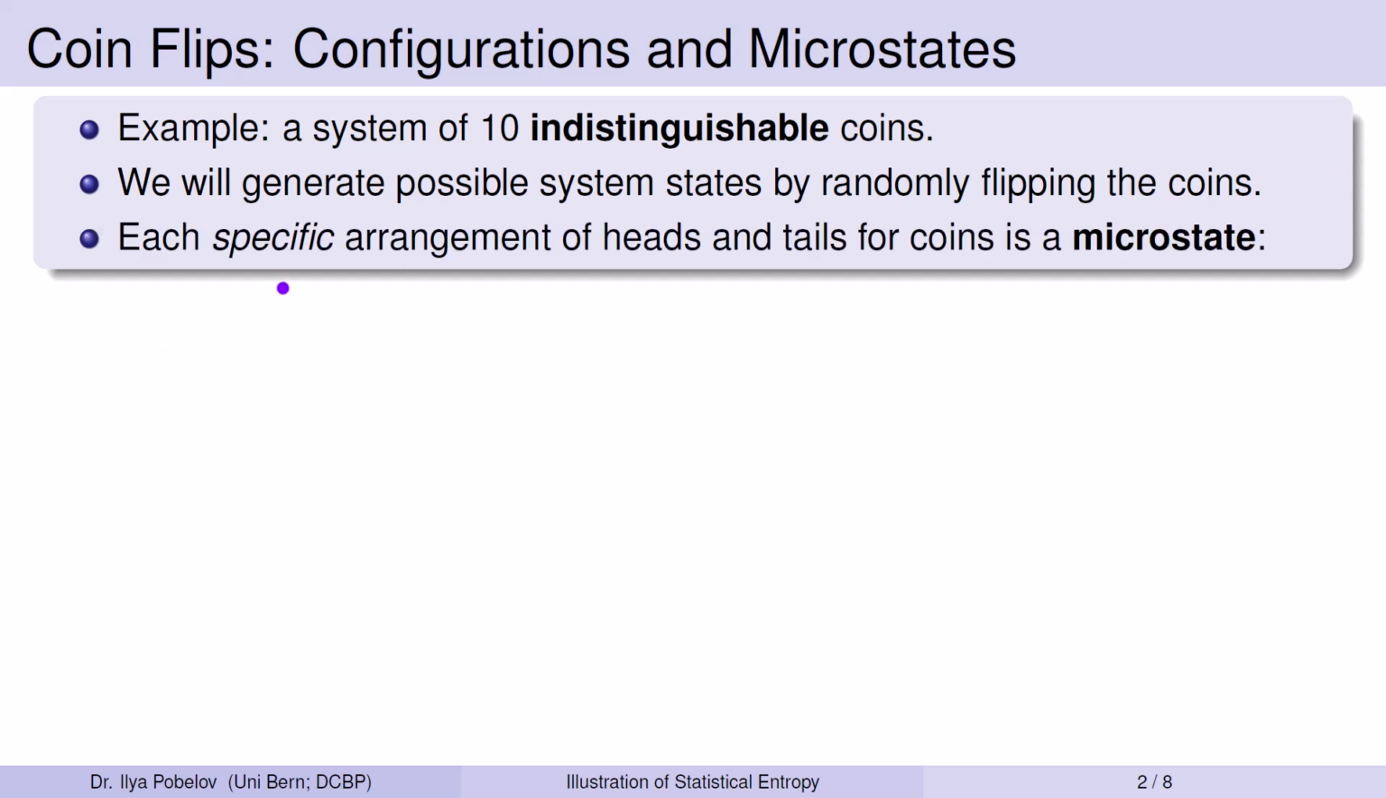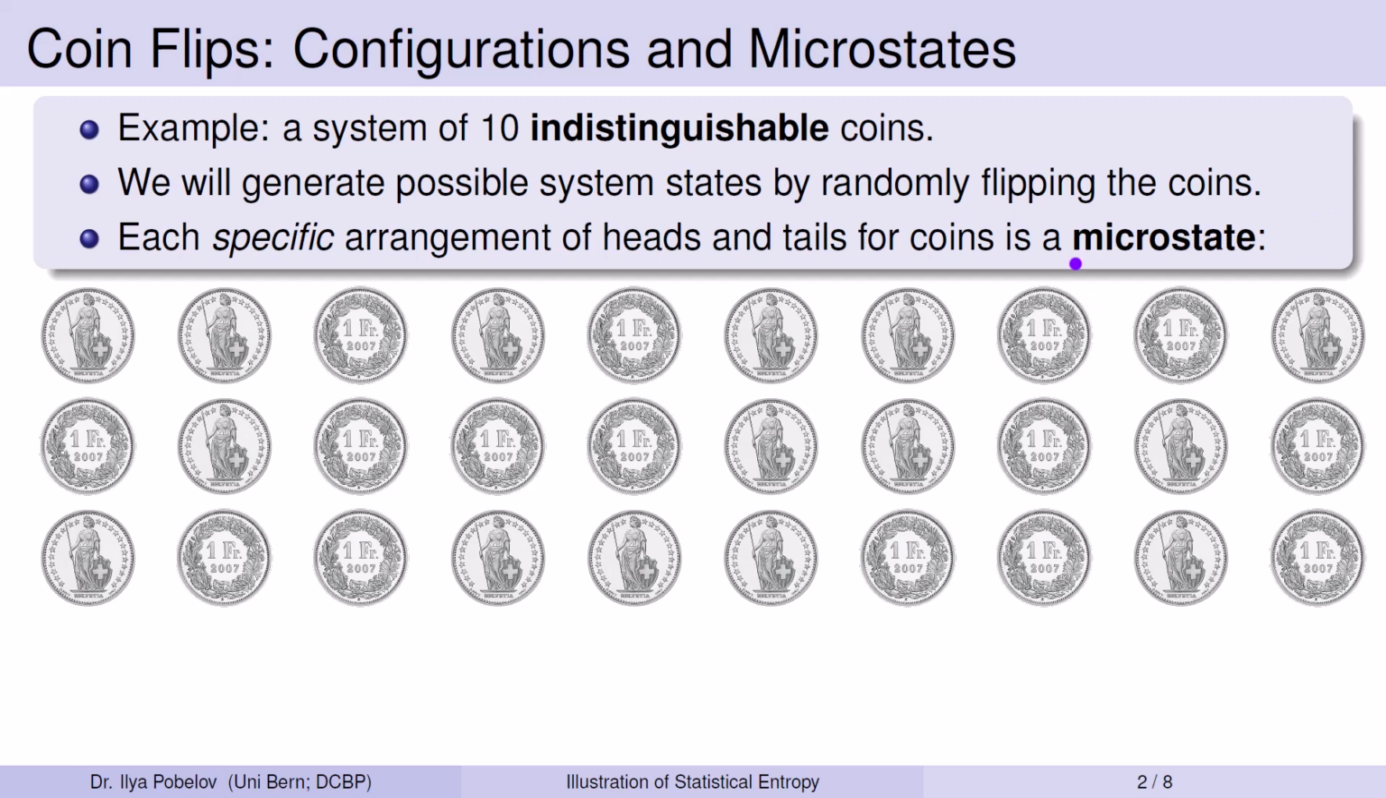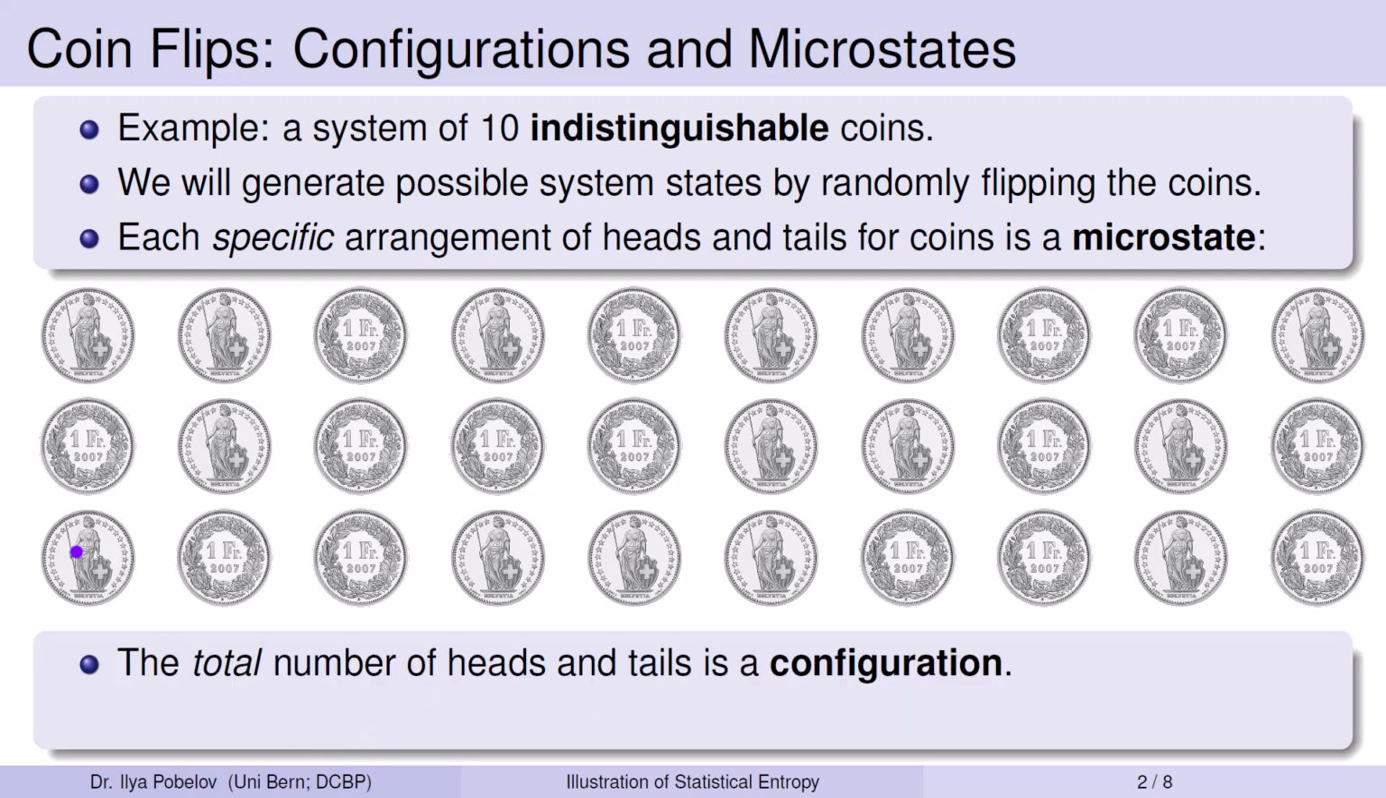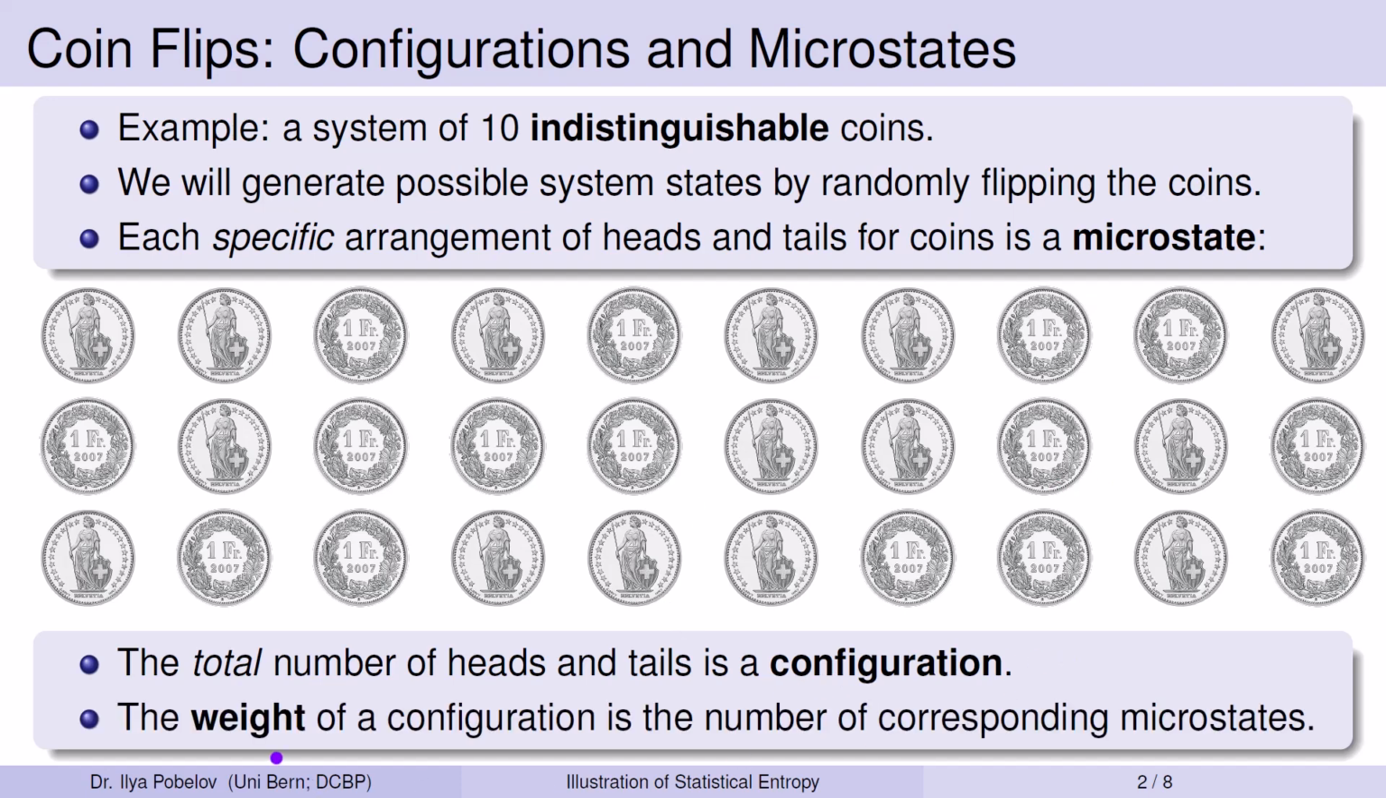In this setup, each specific arrangement of heads and tails for coins 1 through 10 is a microstate. Here are some examples of such microstates. On the other hand, if we count the total number of heads and tails without considering their sequence, we obtain a configuration. The weight of each configuration is the number of microstates corresponding to that configuration.